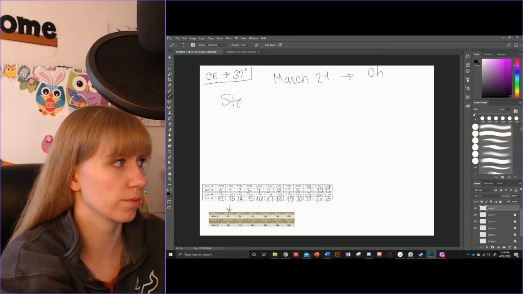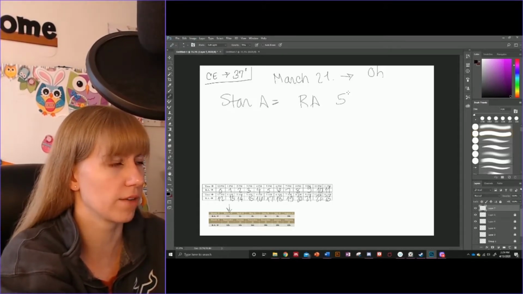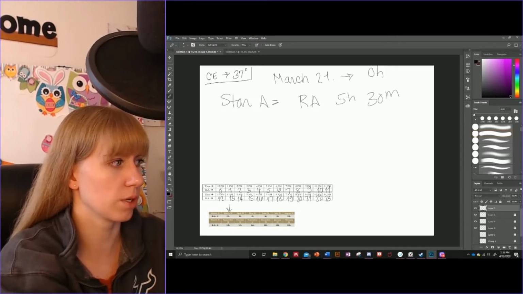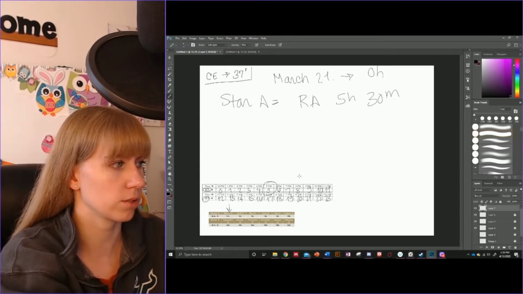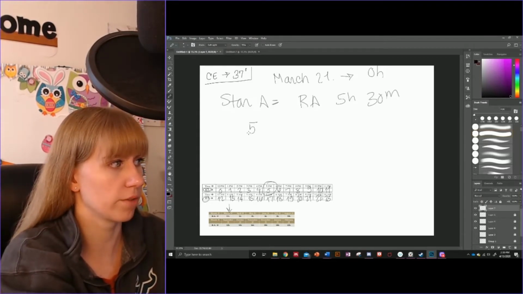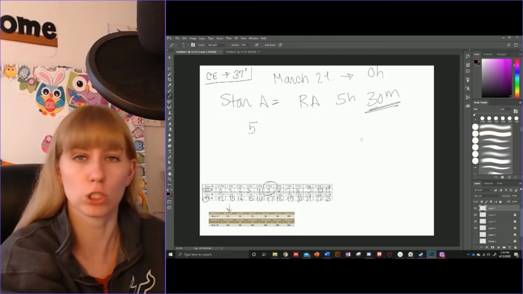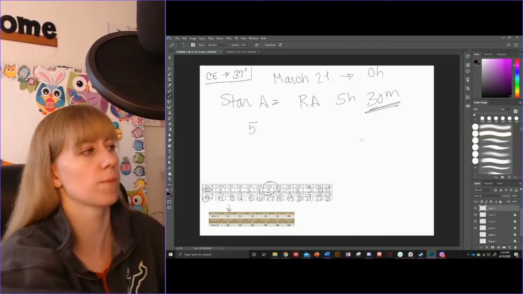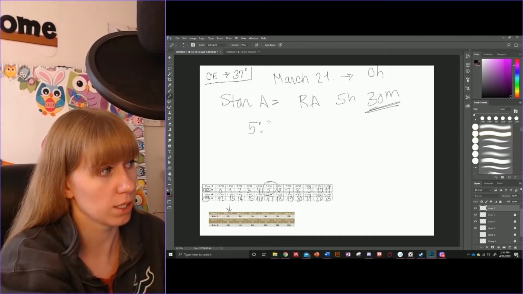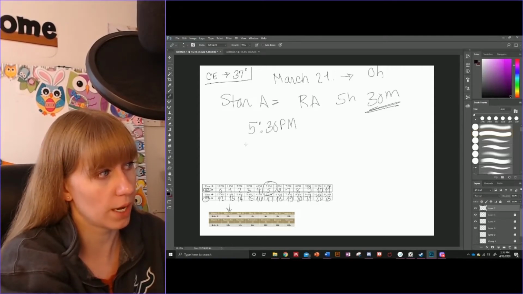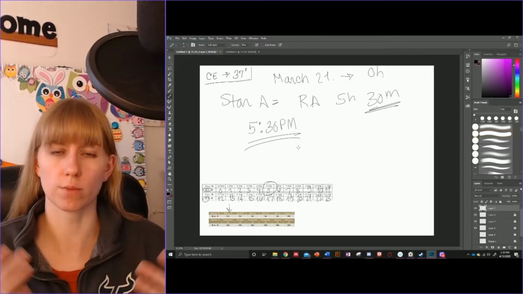Now we have a star. Star A has a right ascension of 5 hours and 30 minutes. We're going to look on here, and remember RA is right here on both of these, so let's look for 5 hours. 5 hours is right here, so that means it's going to be about 5 p.m. But look at that, we have an additional 30 minutes. That means 30 minutes past 5 p.m. So at 5:30 p.m., our Star A will reach its maximum altitude.